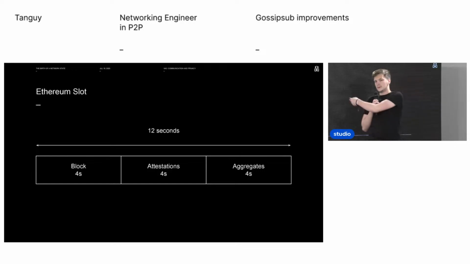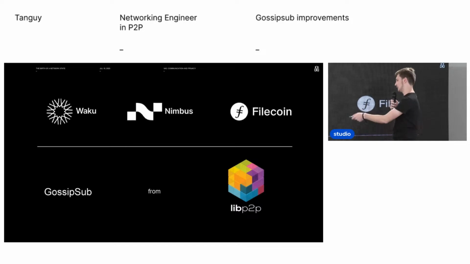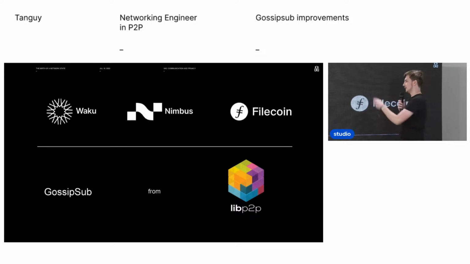So Nimbus, which is our Ethereum consensus client, is built on top of libp2p from GossipSub. Sorry, the other way around. GossipSub from libp2p. If you've heard about GossipSub, you go into the Waku talk, which is good. Because the nice thing about libp2p and GossipSub is anyone can use them. And so Filecoin also uses GossipSub, Nimbus, so Ethereum uses GossipSub, and Waku, that you've heard about, probably, also use GossipSub.